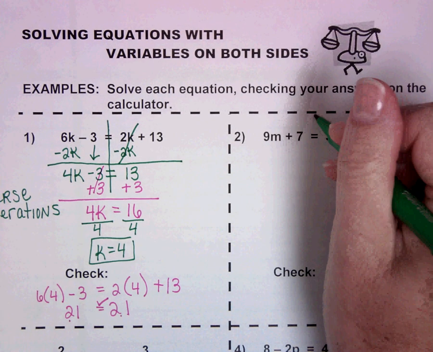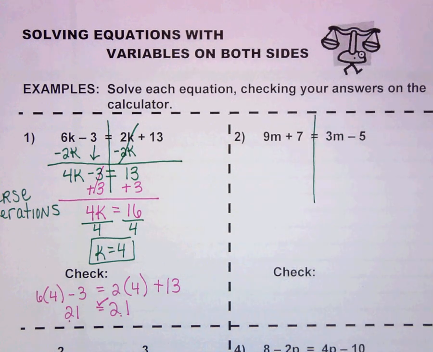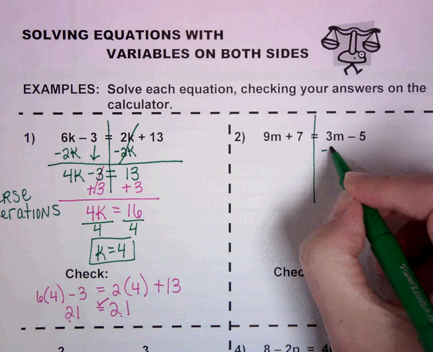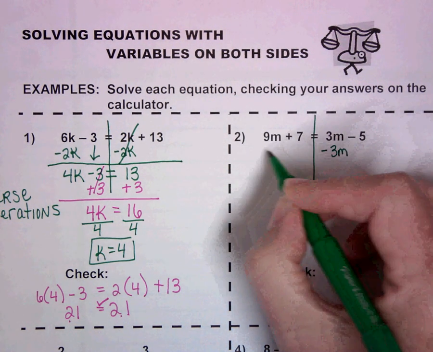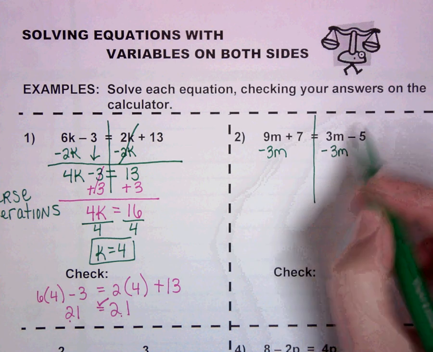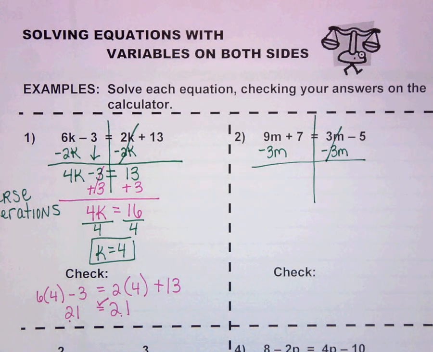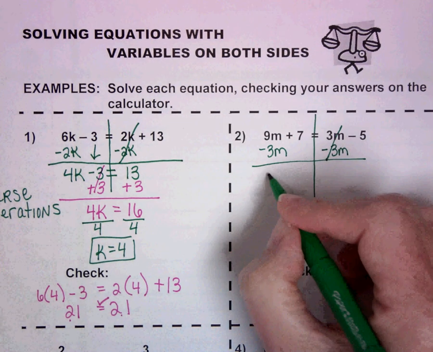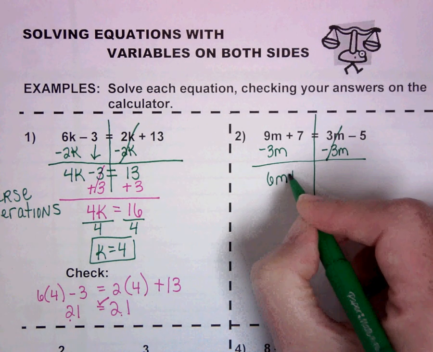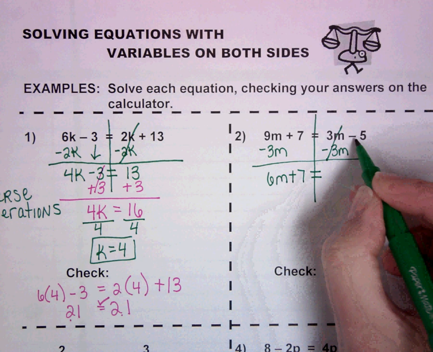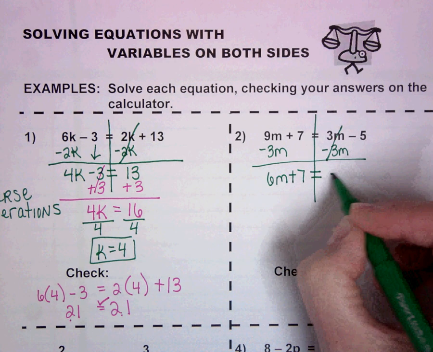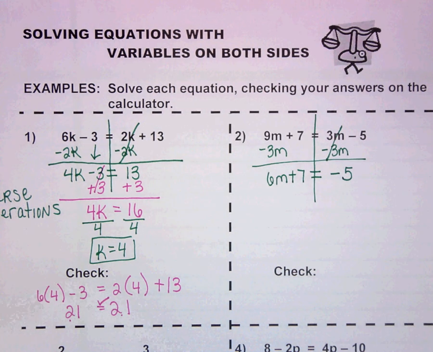Okay, number 2, same thing. Remember, it doesn't matter which side you move your variables to. I think it's helpful to always move it to the left, but a lot of times I just pick the smallest one. So I'm going to subtract 3m because that's the opposite of being positive. That's going to make a 0 pair there, make that cancel out. 6m plus 7 equals negative 5. Really important that we put that negative sign with it.